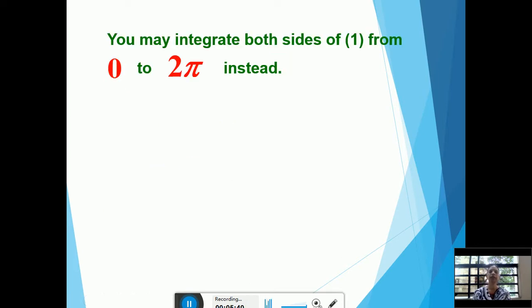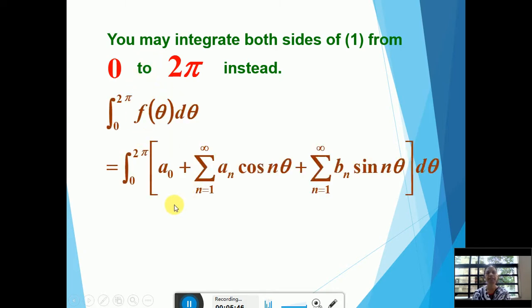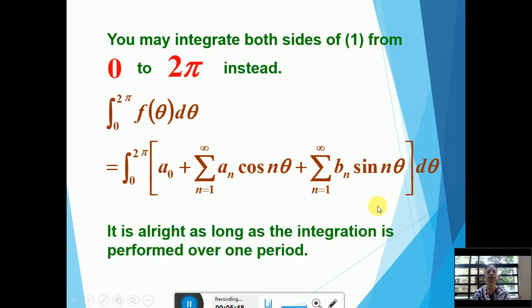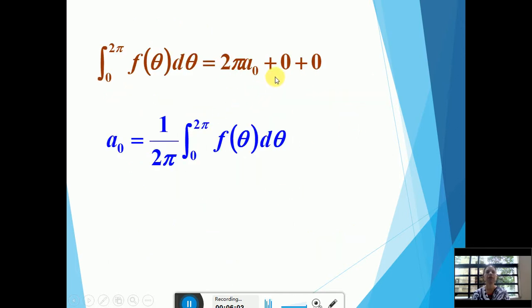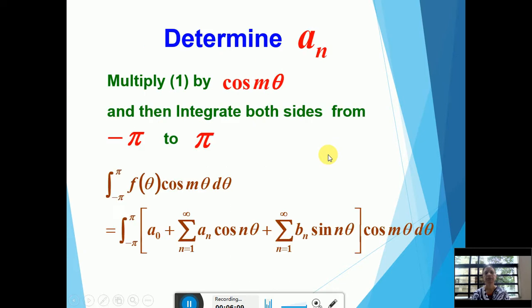Integrating from minus pi to pi is also equivalent to integrating within the limits from 0 to 2 pi. So if you write this, it becomes like this. It's alright as long as integration is performed over one period, so you can replace it. This is what you are getting, 0 to 2 pi of this, 0 to 2 pi of this. This is 0, this is 0. Once again you are left only with this function, and a0 is equal to 1 by 2 pi integral from 0 to 2 pi of f theta d theta.